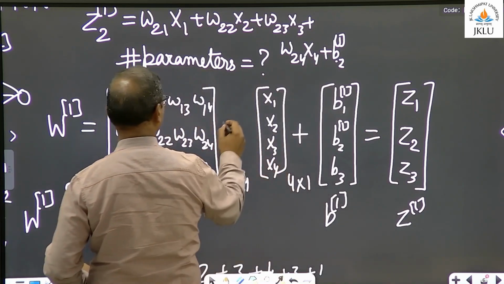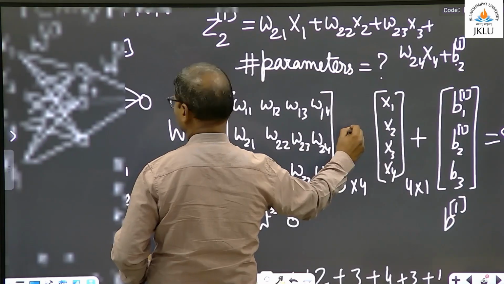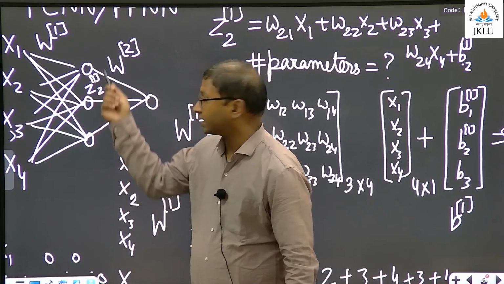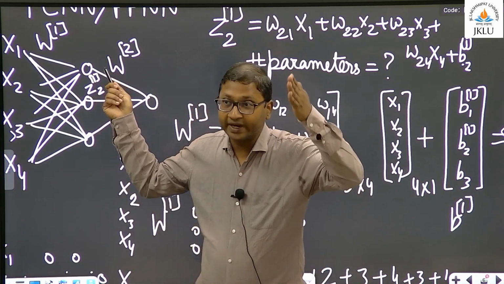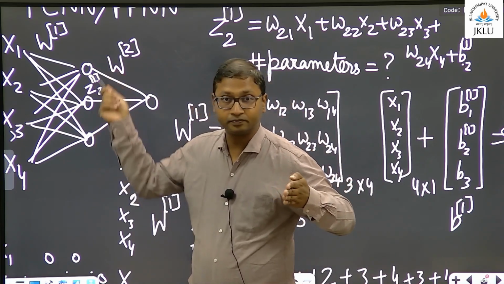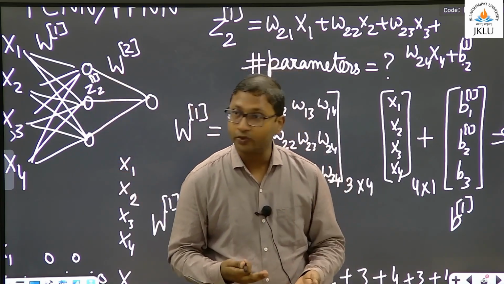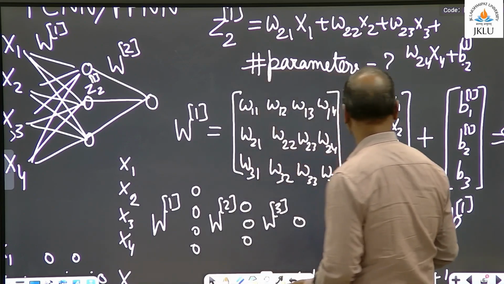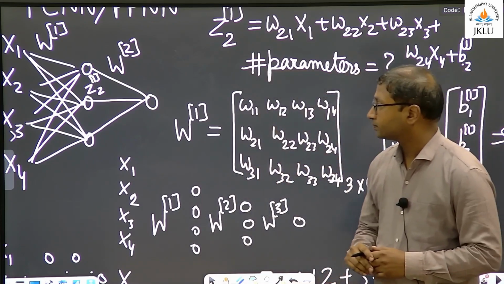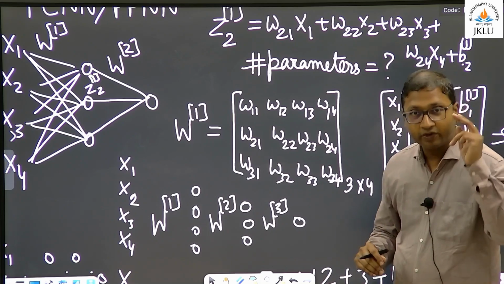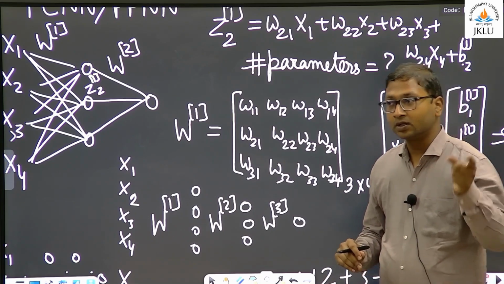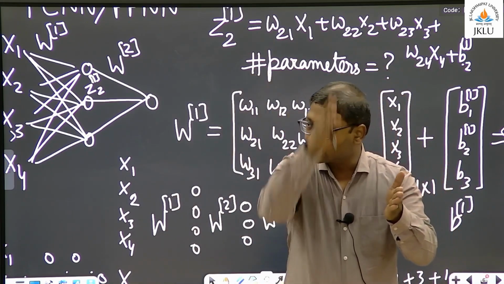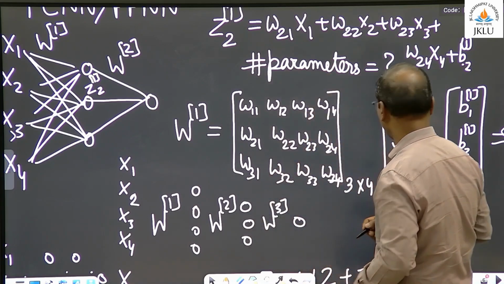Okay. Now, so we have computed Z1. Z1 for this complete layer. Okay. Now, how will you compute A1? A1 will simply be sigmoid of Z. So, basically element wise take sigmoid. Okay.